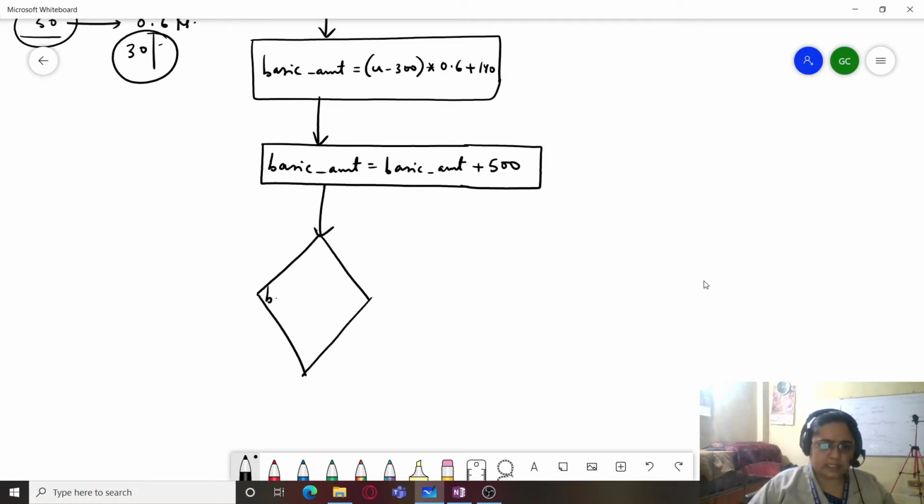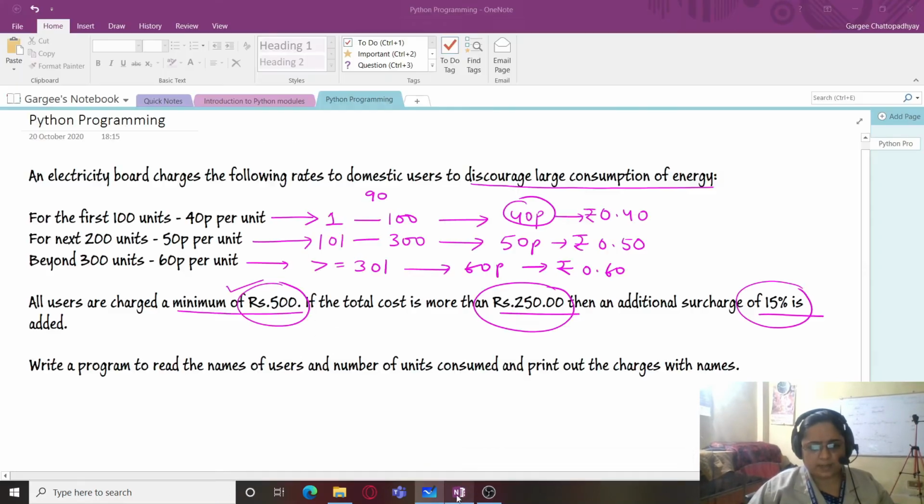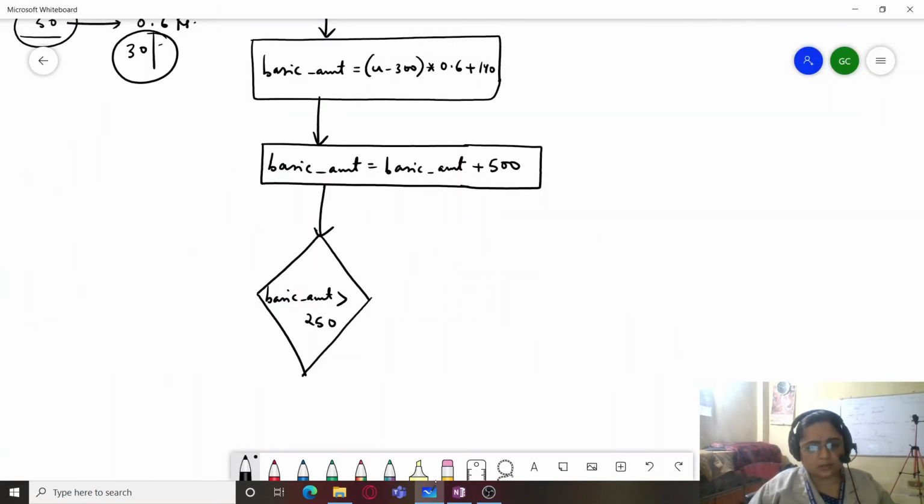That is, basic amount, is it greater than 250? It's already mentioned it's more than 250. That means it is not greater than or equal to, it is greater than 250, which is asked. If the answer is yes, that means a 15% surcharge has to be added.